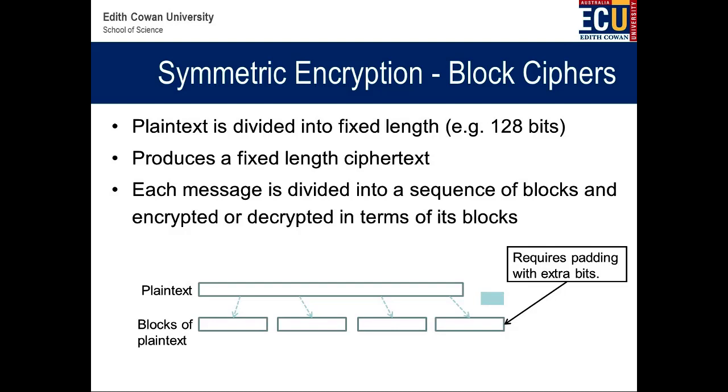If you look at this diagram, you have got a plain text and you divide that plain text into 128 bit blocks, and then you encrypt each block at a time. If your plain text is not exactly divisible, then the last block is padded with extra bits to make it a complete set of 128 bits.